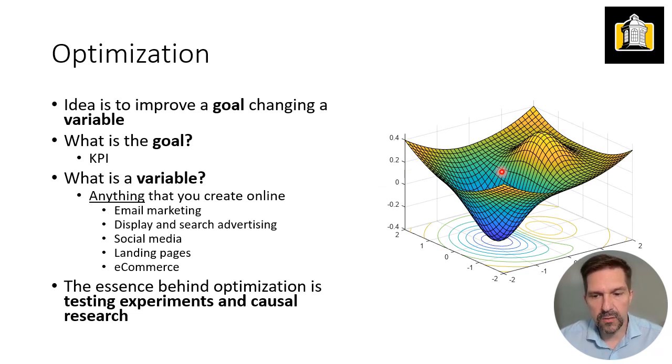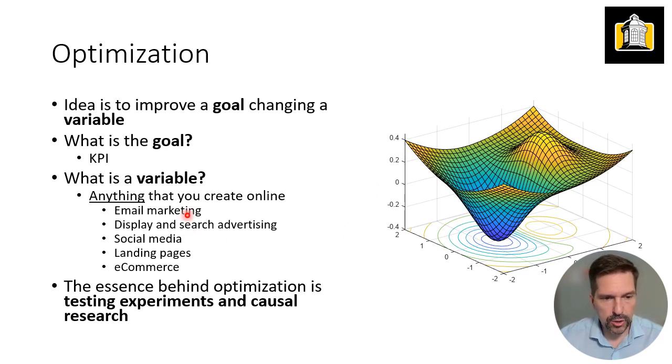Now, this mountain is trying to capture the fact that there are some variables, things that you can change. In this case, we have two of them. And as you do different things with these variables, you're going to get a different result. So what could these variables be? A variable for us is going to be anything that you can create online.